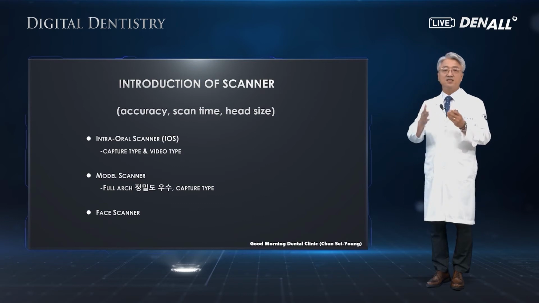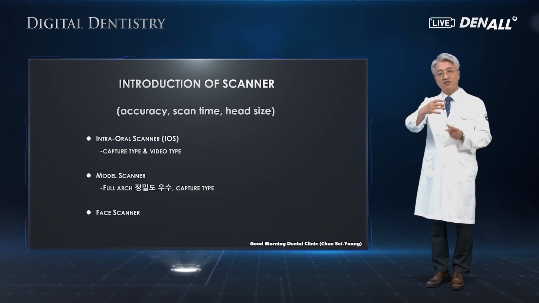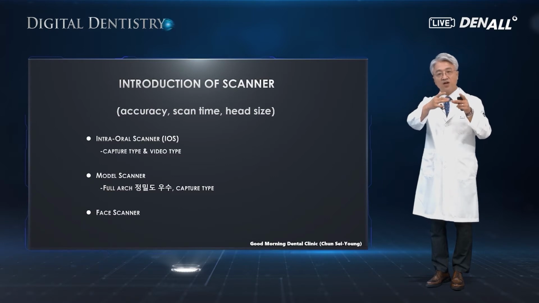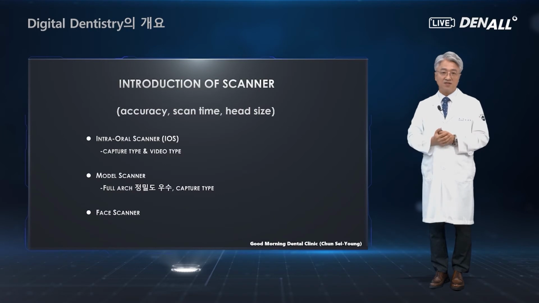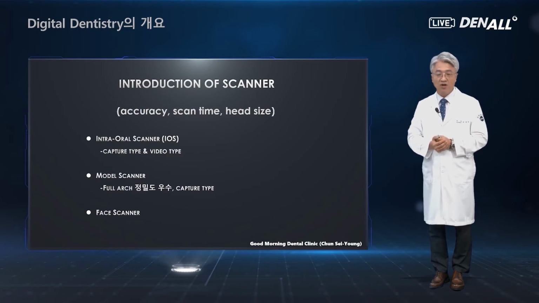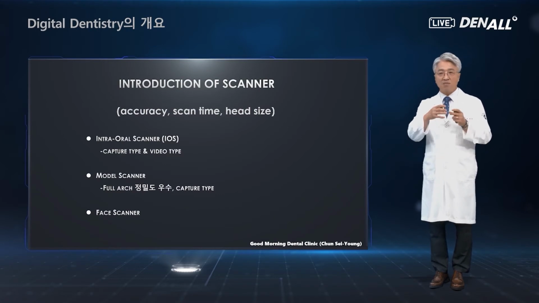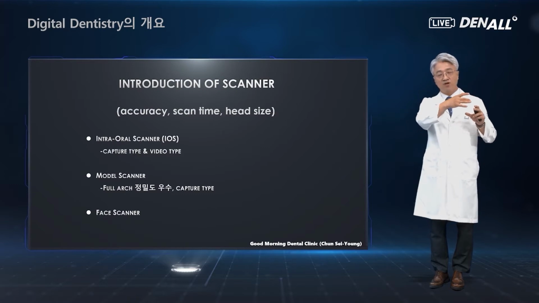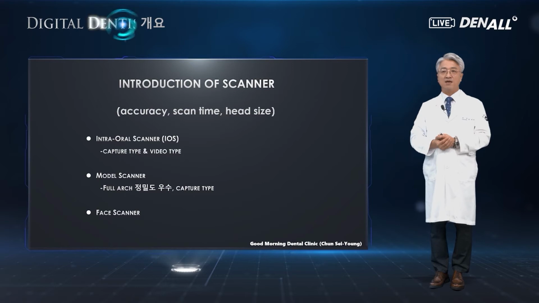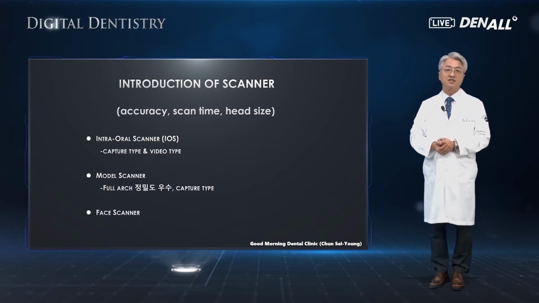The difference between the two is that capture type means various pictures are taken individually and they are stitched together to form a three-dimensional image. Video type is similar to that one. A lot of data is taken and put together, therefore the video type is more precise than the capture type.